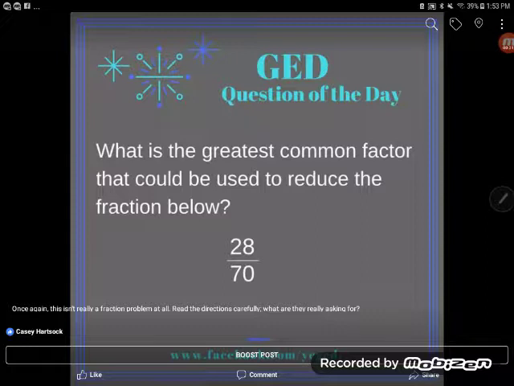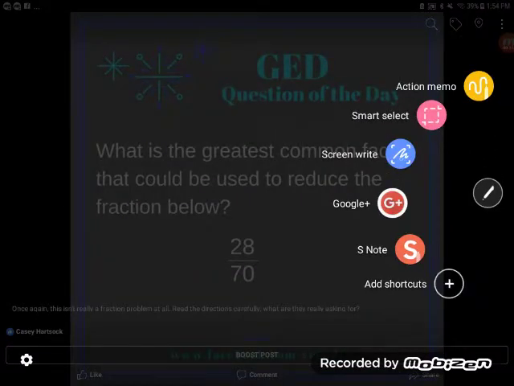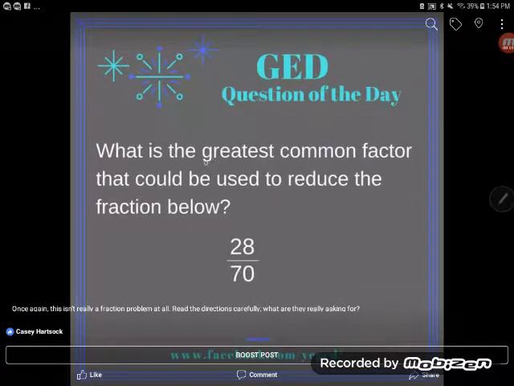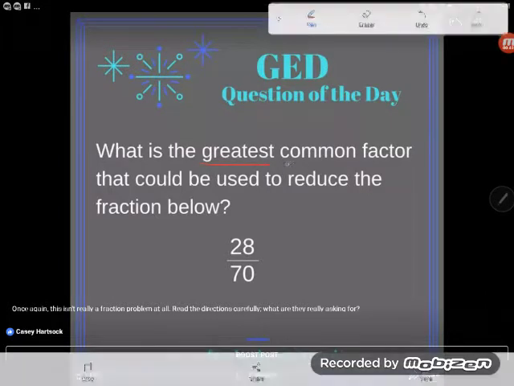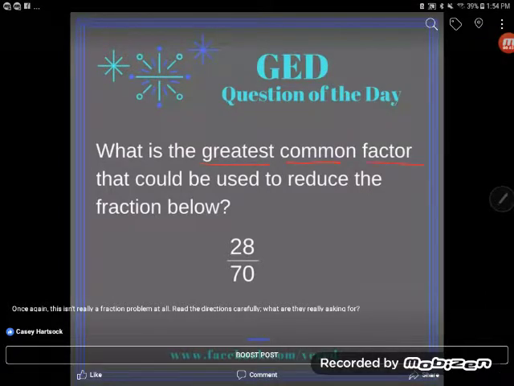Now, good news. If you don't like fractions and you hate reducing and you've always thought that was super challenging, this isn't really a fraction problem. It's simpler than that. Read the directions. It says, what is the greatest common factor? What they're really asking us to do is to find the GCF of these two numbers below.